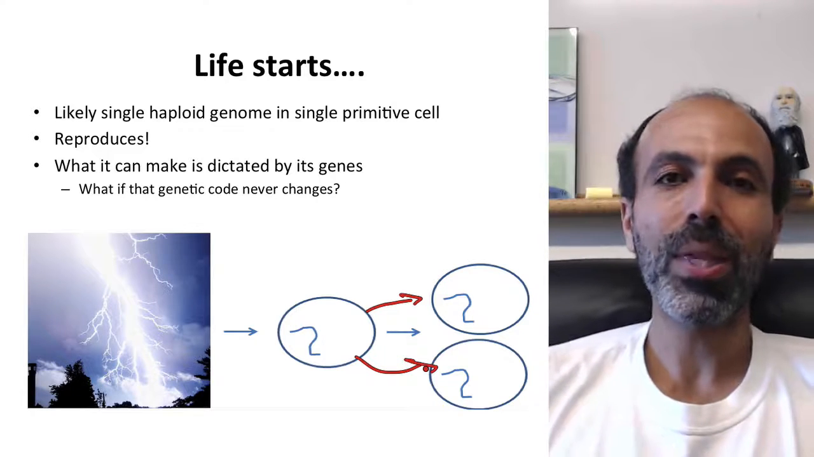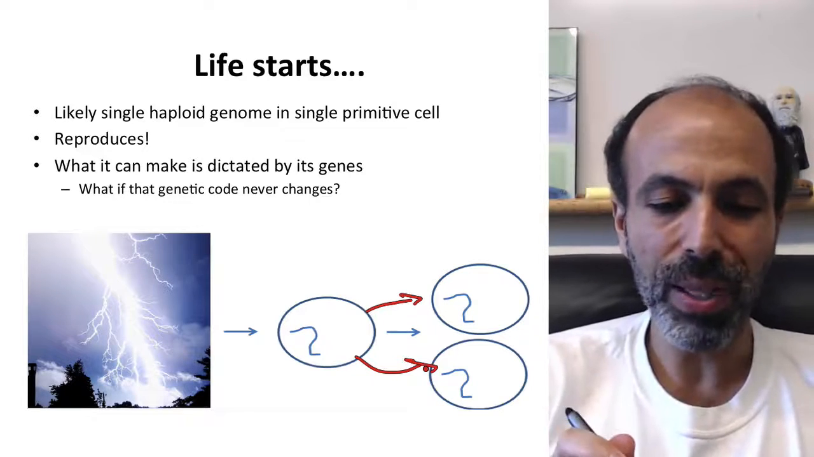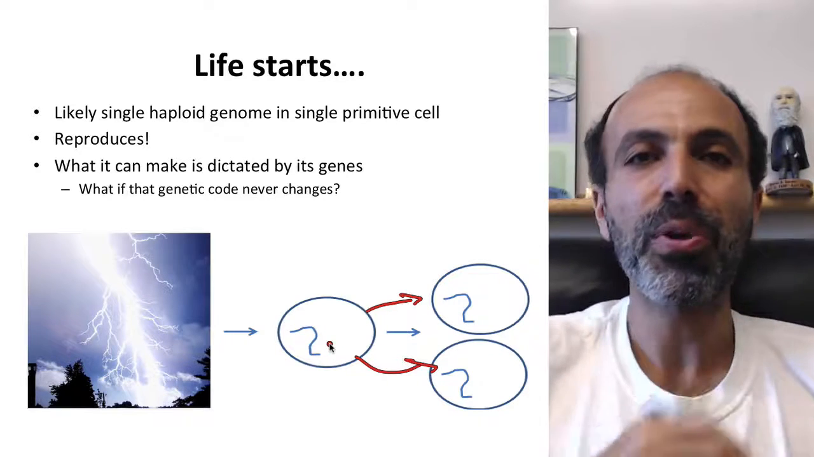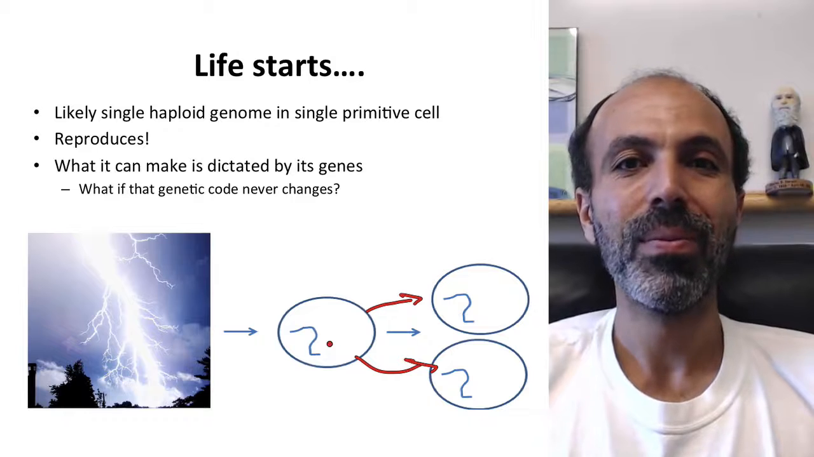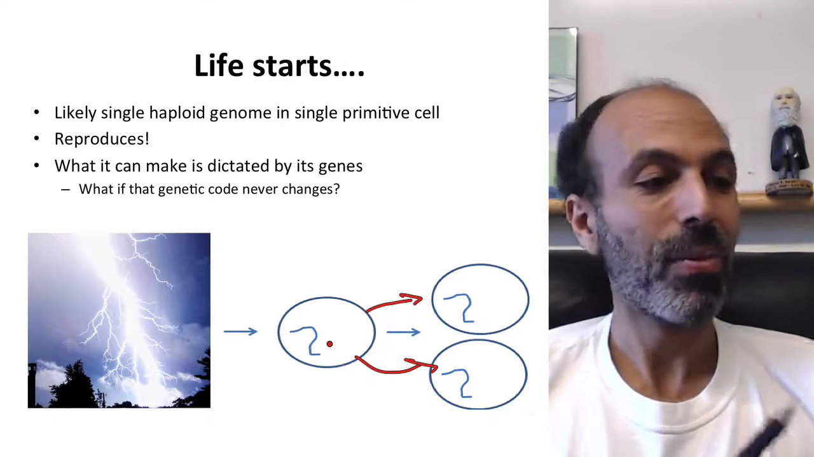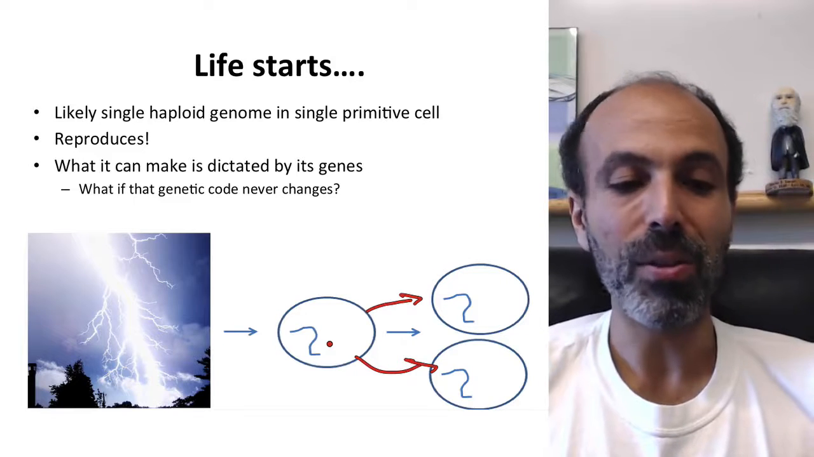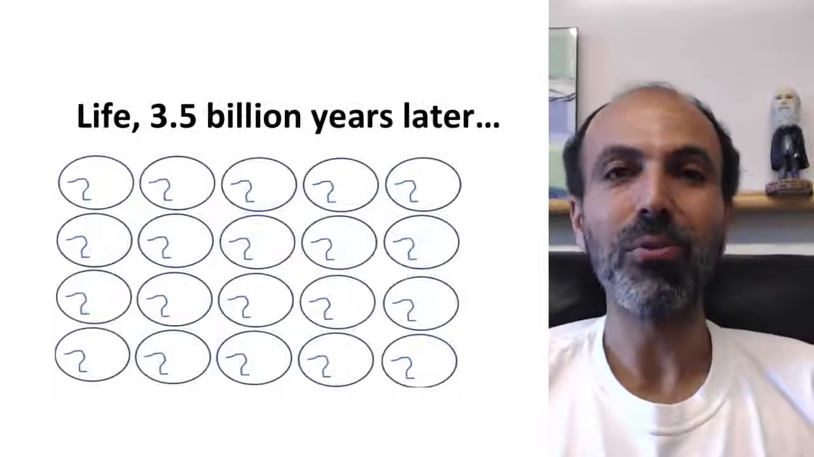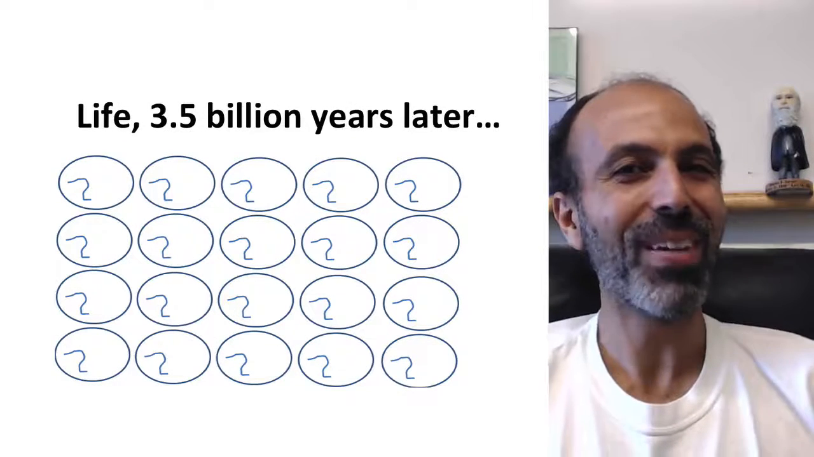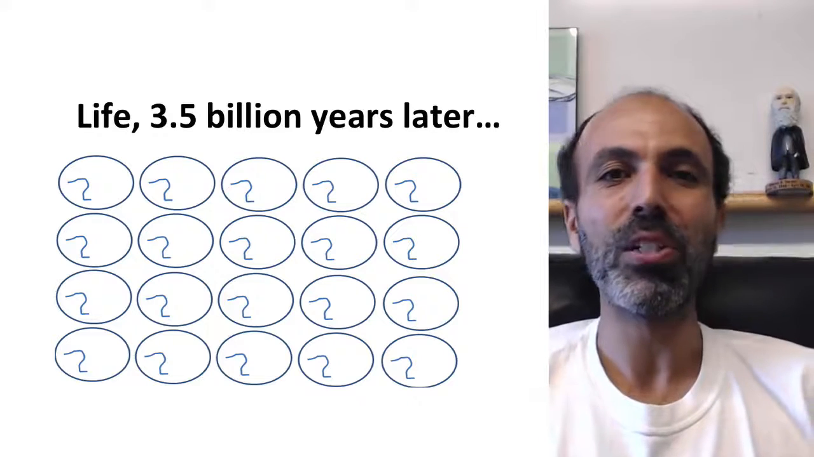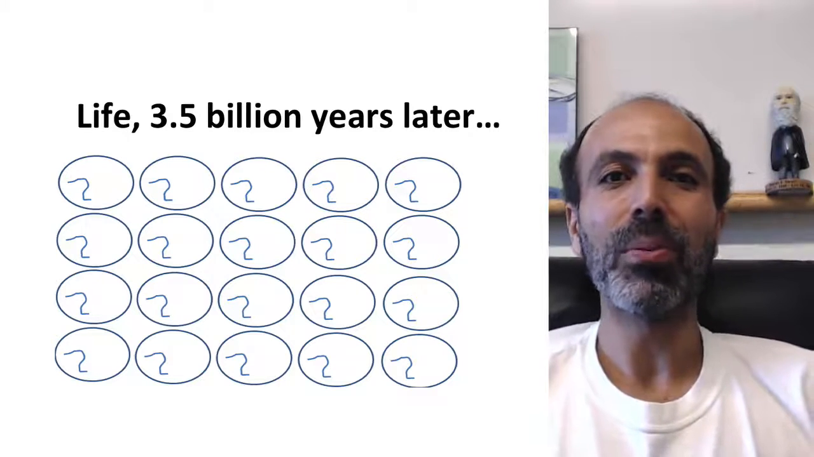Now let's imagine hypothetically that the genetic code that was found in that original cell never ever changed over the 3.5 billion years of time. What would life look like on the planet today? Well, the answer is, if it never changed and if its genetic code is dictating what it can make, basically life would look like this today. There'd be a lot of copies of that simple haploid genome in cells all around the planet. That's obviously not what we see today.